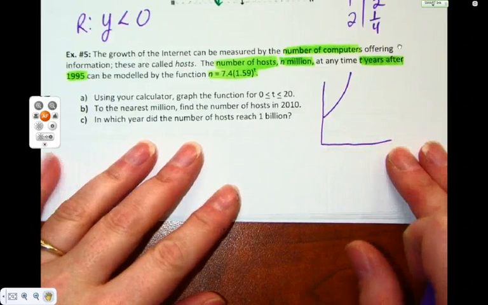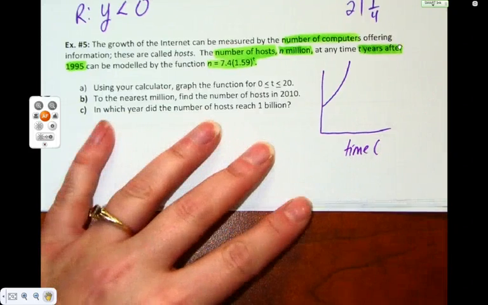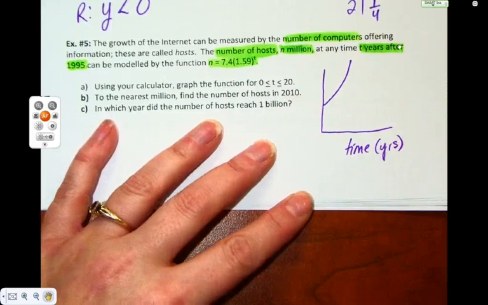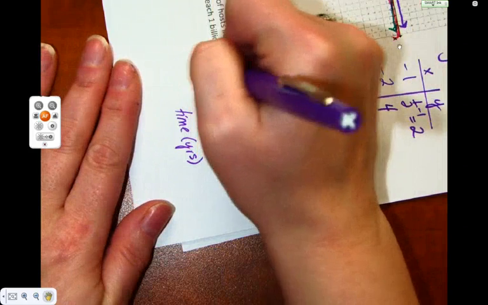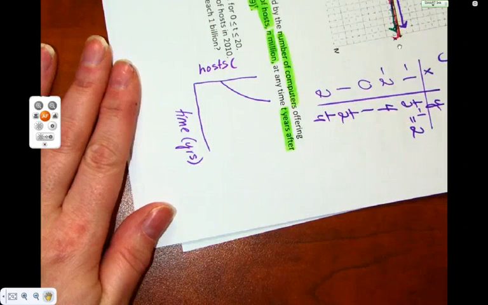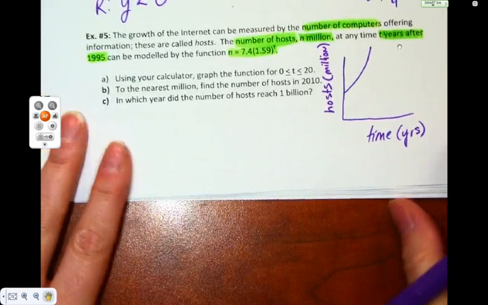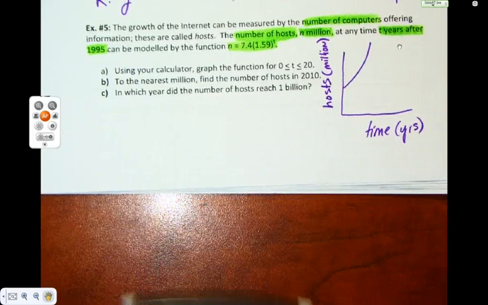What's the bottom axes? Time. And the units is years. And the y-axis. And the units is... okay, part B. What should we highlight?